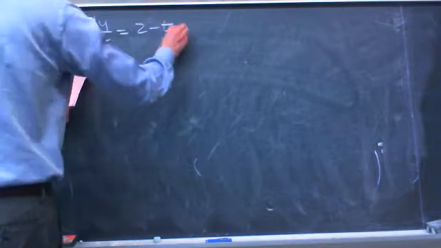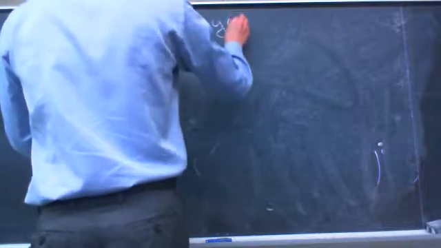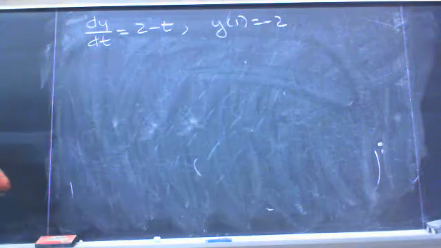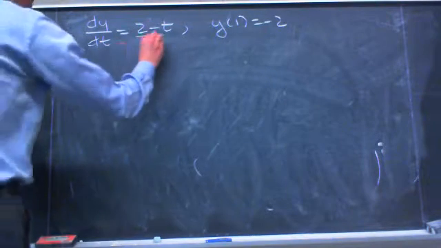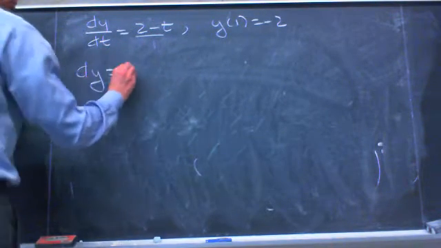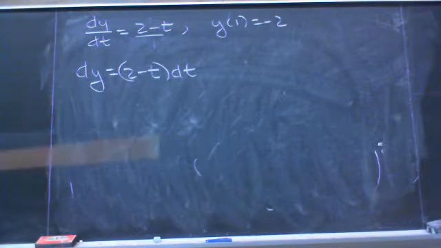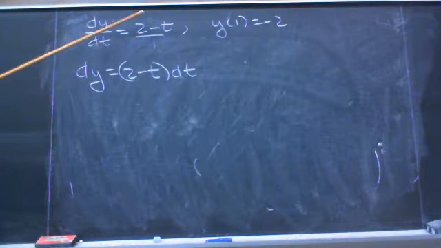Let's take a look. Suppose I am given dy/dt equals 2 minus t, and y at 1 equals -2. So I'm going to separate and integrate. Put this over 1 and picture cross multiplying. But this needs to be in parentheses, because it's dt times this whole side.